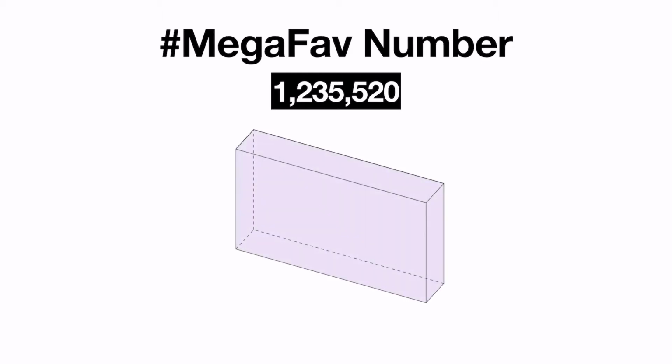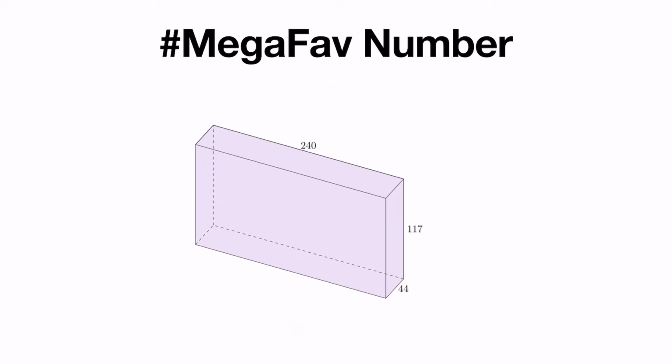This number is related to this rectangular prism, which has dimensions 240 by 117 by 44. In particular, it's the volume of this rectangular prism. So you might be wondering, why have I chosen this seemingly random rectangular prism to create my favorite mega number?